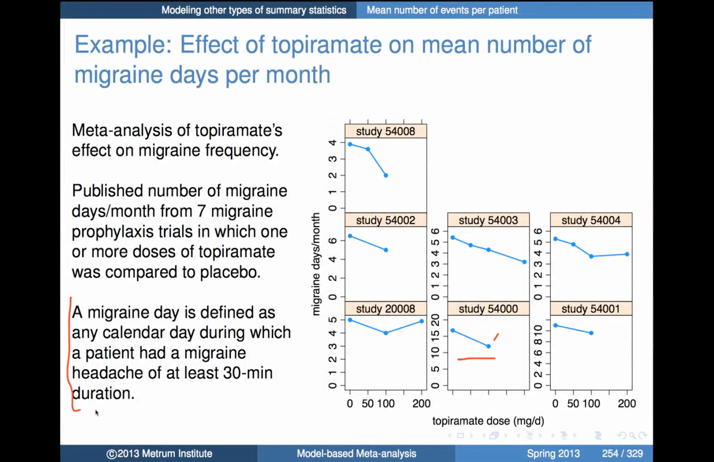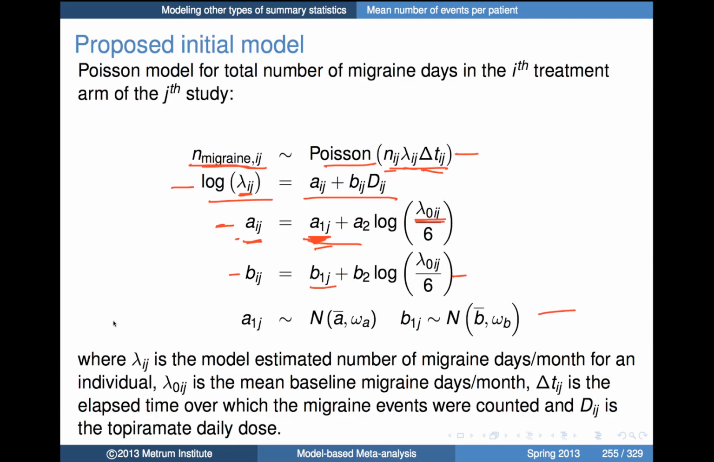Here I'm talking about the definition for migraine days. A migraine day is any calendar day during which a patient had a migraine headache, basically. The most number of migraine days you could possibly have would be the number of days over which the patient was observed. In many of these studies, patients are observed over a 26-week period, so the most number of migraine days you could possibly have would be 7 times 26.